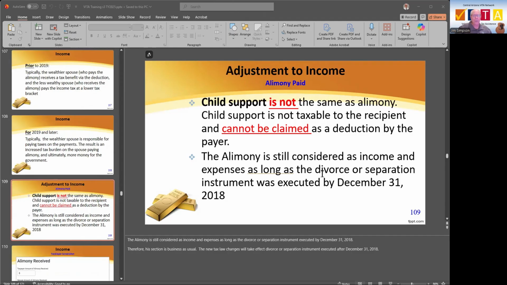Now, don't confuse alimony with child support. It is not the same, and it doesn't matter what they call it. Okay, alimony has its own specific characteristics. Child support is support for the child. Okay, it has never been able to be a deduction for the payor, and it's not income to the recipient.